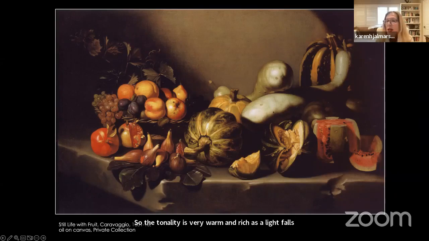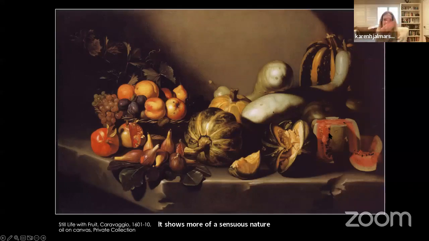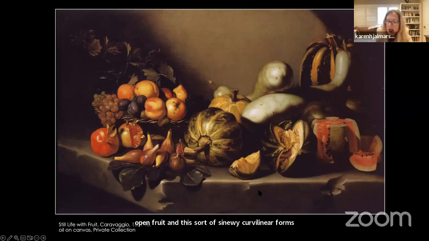What is the meaning in this still life? It is probably not as moralizing as perhaps the other. It shows more of a sensuous nature. We've got these open fruit and this sort of sinewy, curvilinear forms here. And then we have this beautiful rough table. It's a stone table. It's not that refined Dutch stilleven where we have carpets and flowers and so forth. This is fruit and vegetables on a stone, which is beautifully rendered.